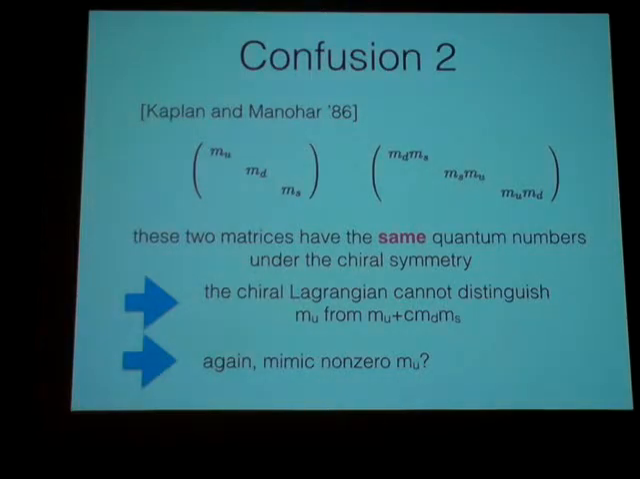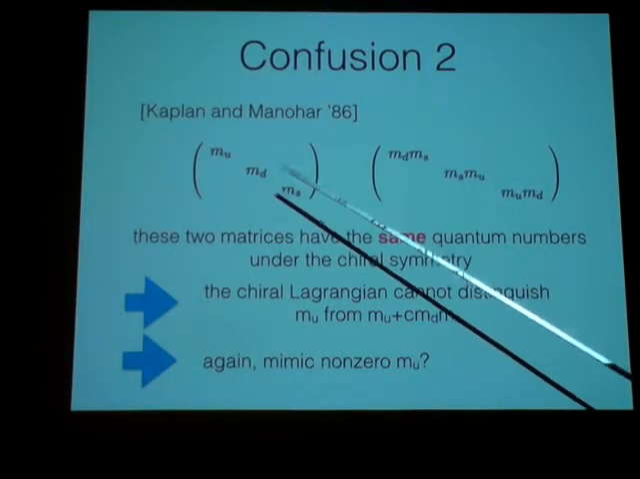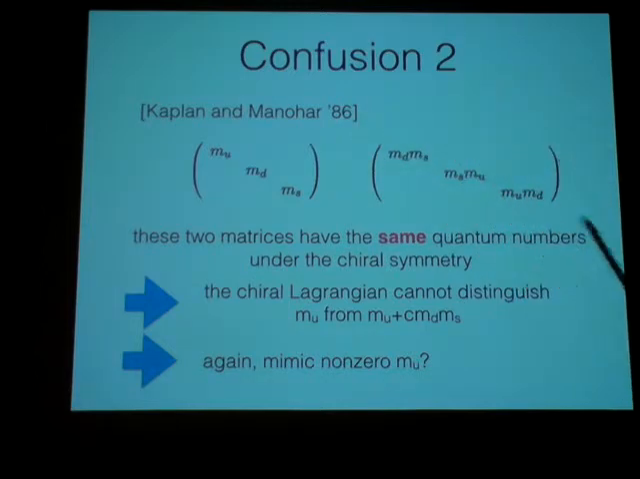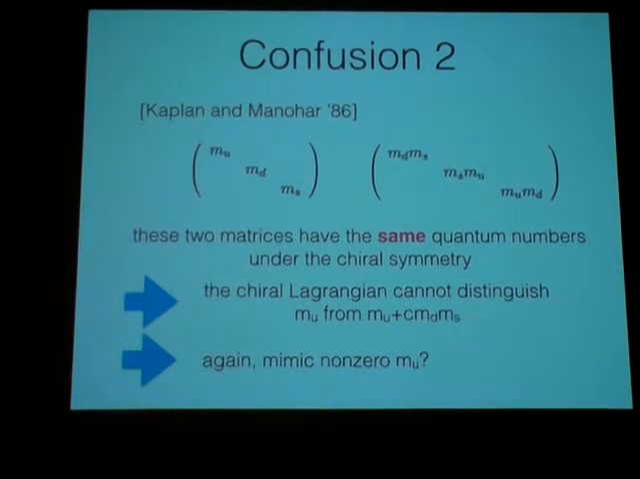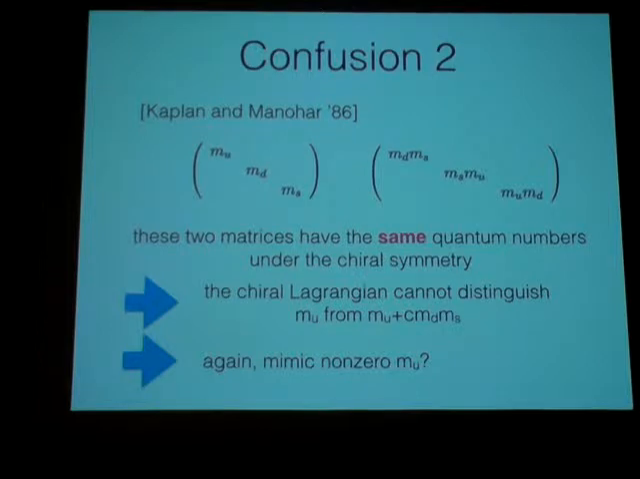There's another related confusion that is by Kaplan and Manohar. This is actually not a confusion, this is a fact about chiral perturbation theory. Chiral perturbation theory is just an effective theory for pions. You want to understand the behavior of pions, and we know that those are the Goldstone bosons associated with chiral symmetry. That's the only principle of chiral perturbation theory. We just rely on chiral symmetry.